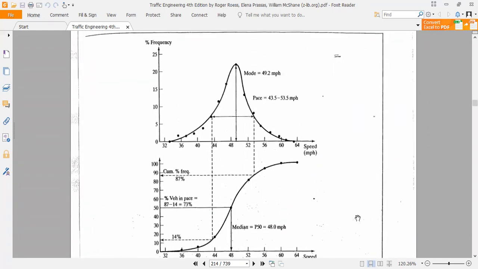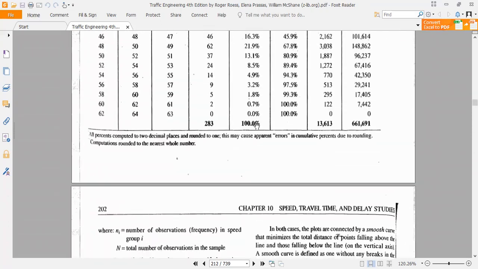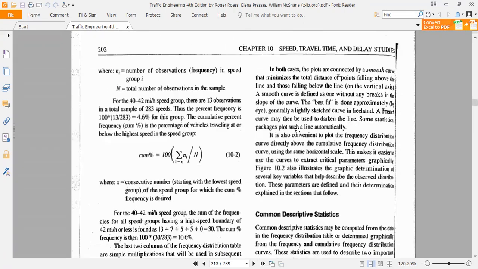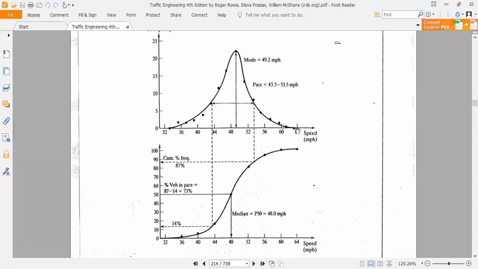Okay, this is the plotting of the curve, the different speed values versus the observed frequency. You can obtain this curve in Excel if you plot the middle speed, the third column, on the x-axis and the percent frequency in group on the y-axis. Similarly, the second figure you can plot in Excel with the middle speed on the x-axis and the cumulative frequency on the y-axis. So if you plot these columns, you can get these two curves.